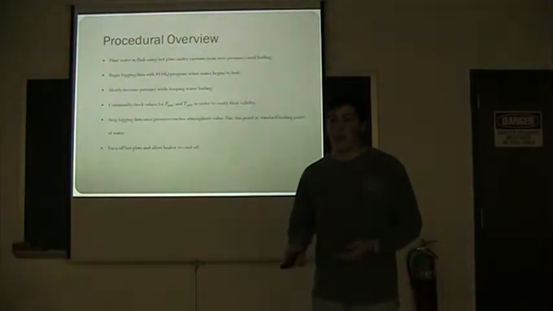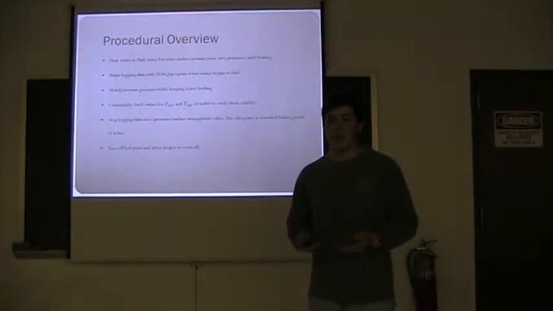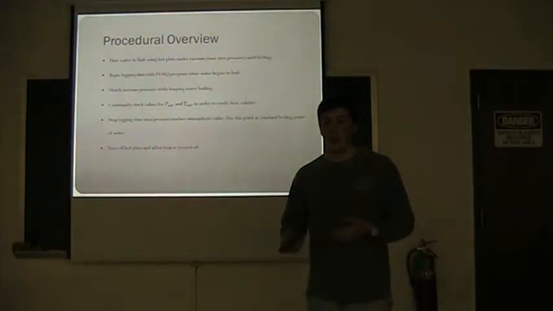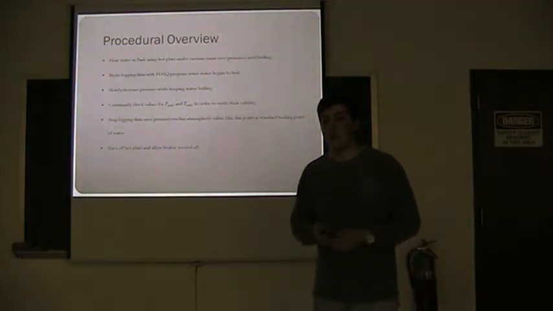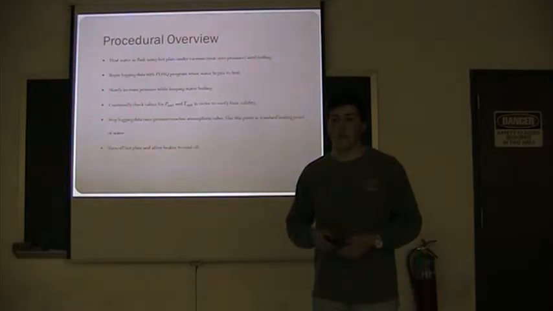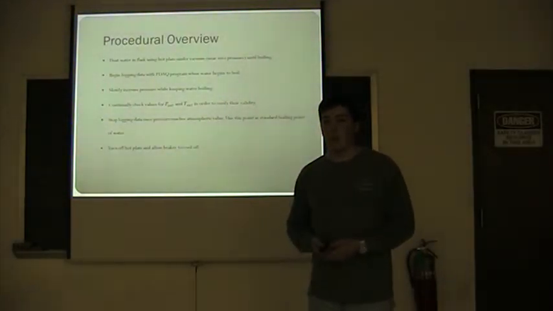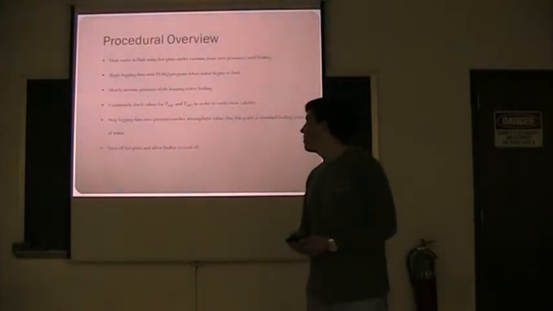We're going to slowly increase the pressure while we keep logging our data while it's boiling, and we're going to continually check those values. Once we get our pressure to near atmospheric pressure, we're going to stop logging data and use that as our standard point for the boiling point of water. Then we're going to turn off the hot plate and allow the flask to cool off.